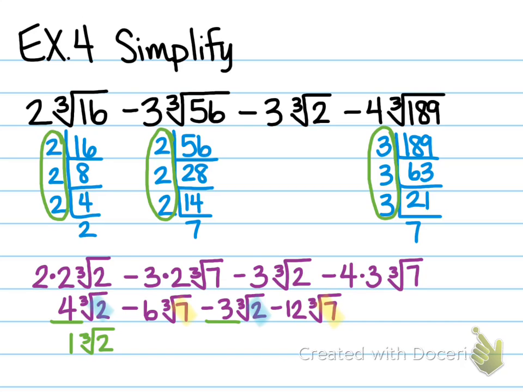Then I see my cubed root of 7's. So I look at the numbers in front. Negative 6 minus 12 is negative 18 cubed root of 7. Now if you want to drop the 1 in front and just write cubed root of 2 minus 18 cubed root of 7, that is the answer as well.